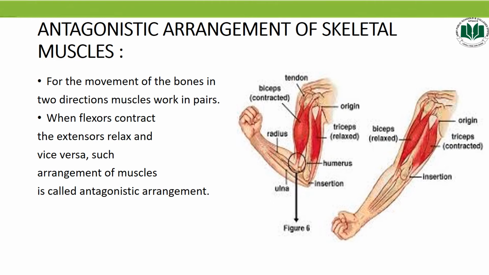Antagonistic arrangement of skeletal muscles. So students, remember one thing, that skeletal muscles always work in pairs, with one muscle working against the other. That means when one muscle of a pair contracts to bend a joint, as a result the other muscle of the pair contracts to straighten the joint. Such a set of muscles is called antagonistic muscles.